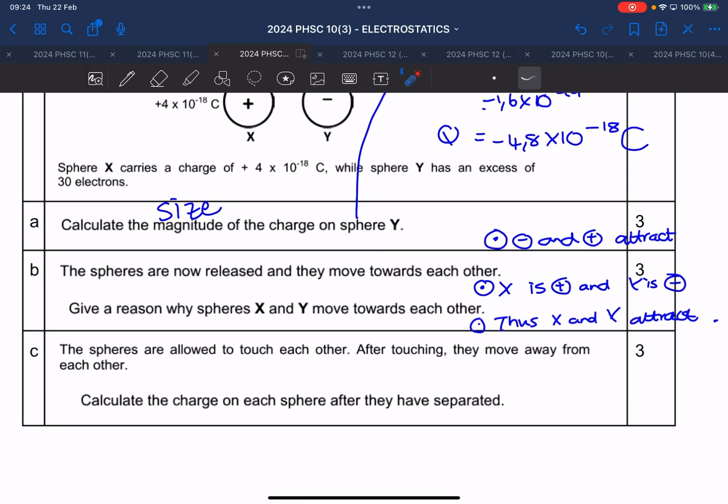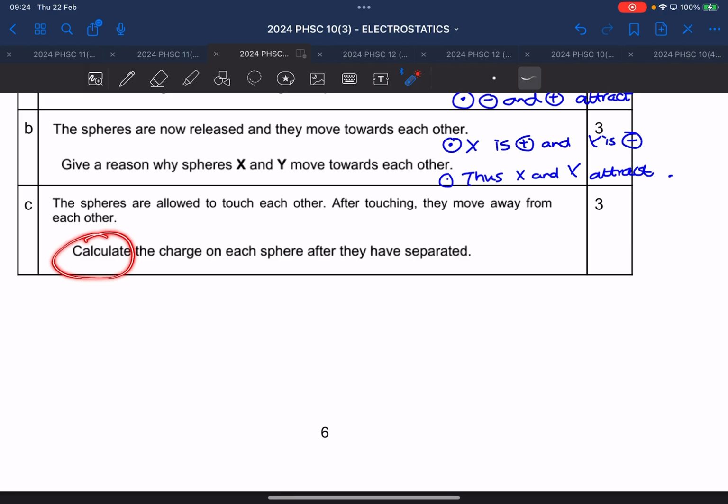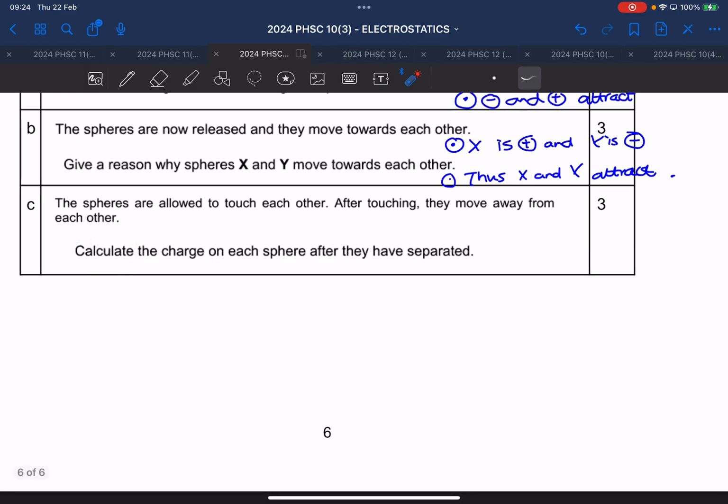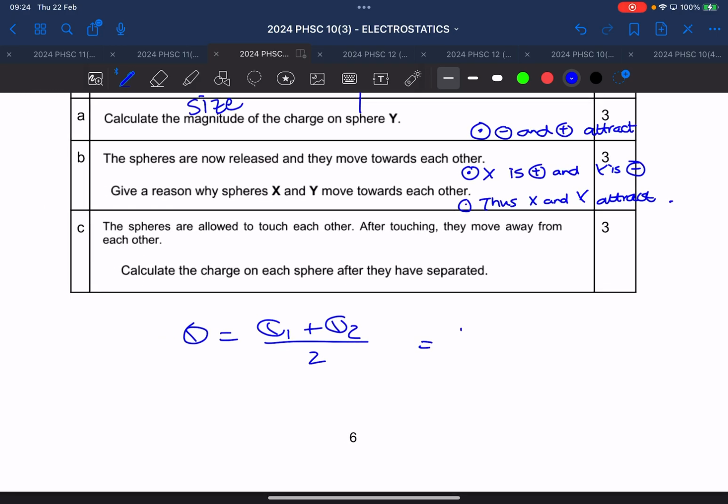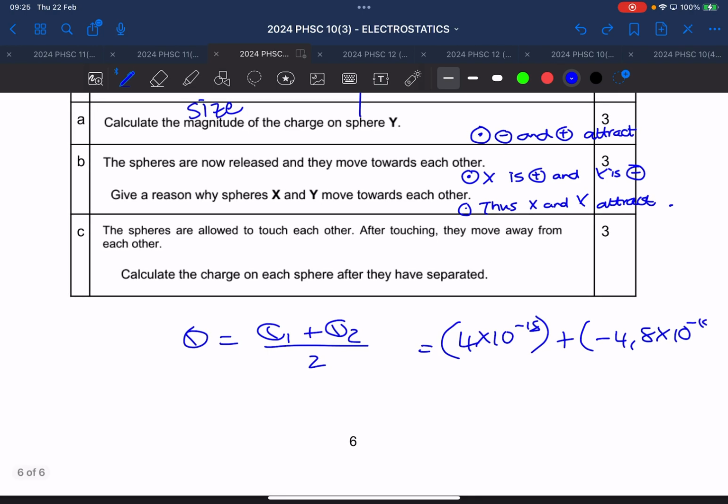Okay. Next question, the spheres are allowed to touch each other. After touching, they move away from each other. Okay, so they're allowed to touch and then they move away from each other. Calculate their charge on each sphere after they have separated. Okay, so calculate, 3 marks, formula, substitute, answer. Formula Q is Q1 plus Q2 over 2. The one charge is 4 times 10 to the power negative 18. The other charge is negative 4.8 times 10 to the power negative 18. Divided by 2, and what do you get?